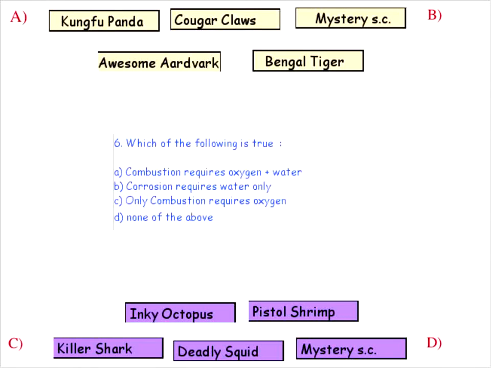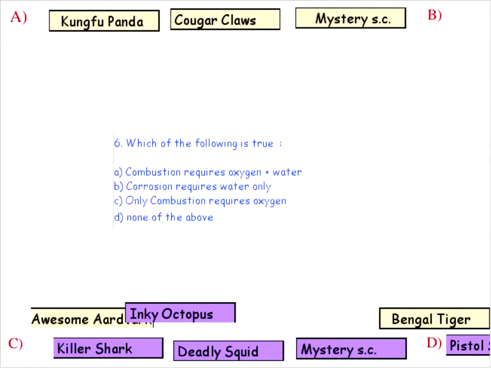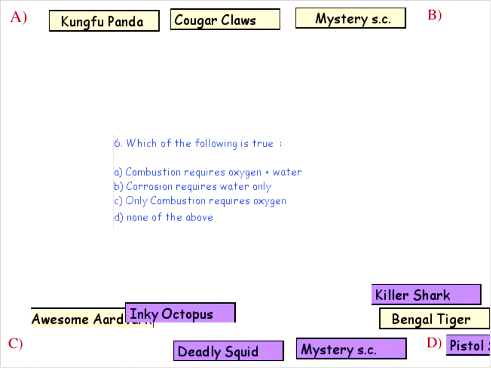So let's go on to the question. So which of the following is true? A, combustion requires oxygen and water. B, corrosion requires water only. C, only combustion requires oxygen. Or D, none of the above.